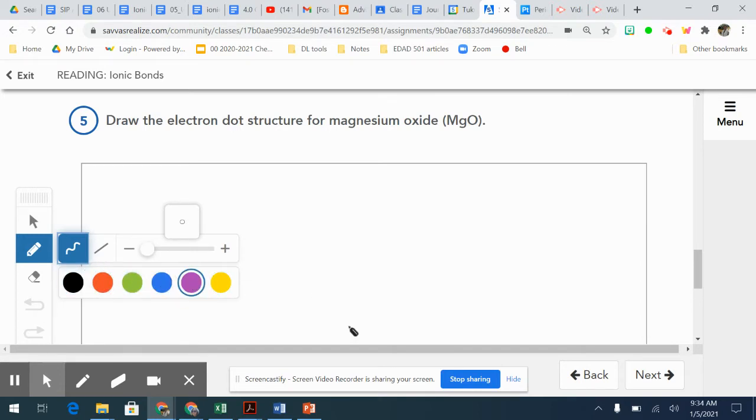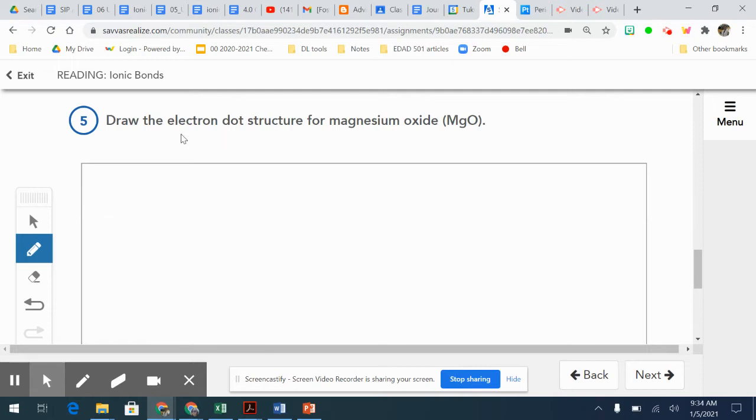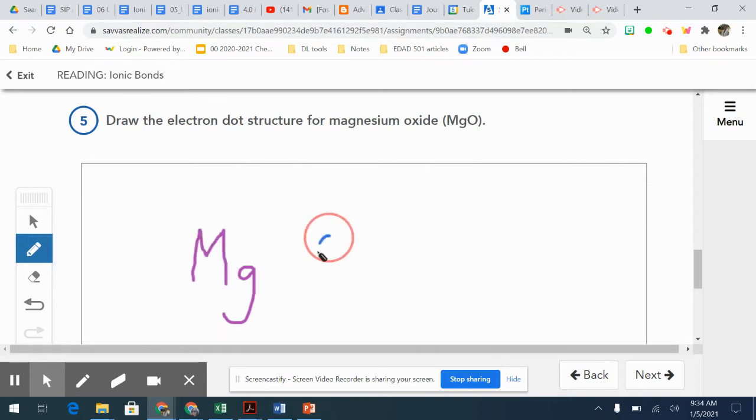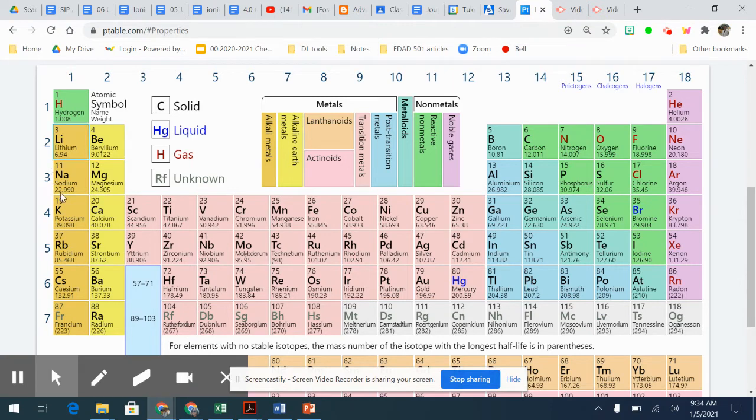Magnesium oxide. Okay, let's do some purple for fun. Draw the electron dot structure for magnesium oxide. Mg. I know I'm going to have Mg, and I know I'm going to have oxygen. Let's do oxygen in blue. I'm going to draw them side by side just to reduce the amount of work I have to do, and I want you to think about that too. Magnesium is over here. It is in group 2, so it's going to have 2 valence electrons. Oxygen is here. It's in group 16, so it's going to have 6 valence electrons.